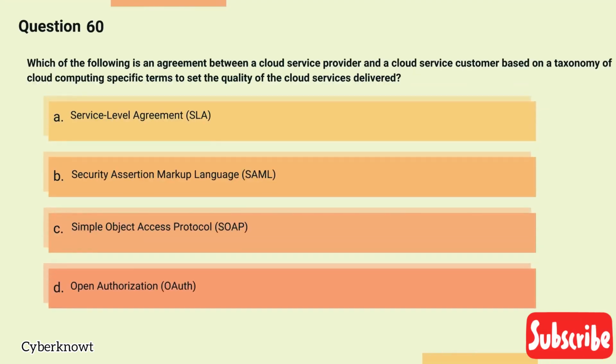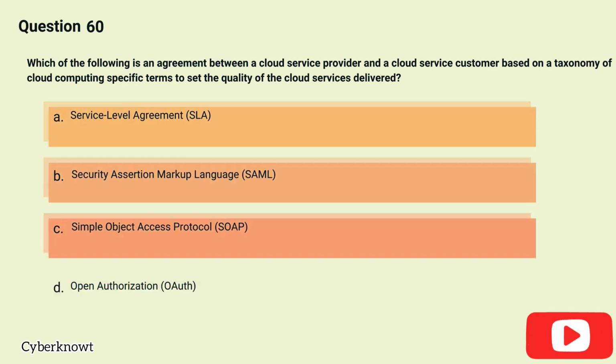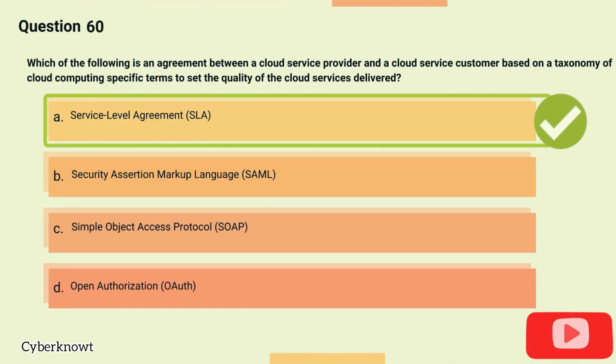Question 60. Which of the following is an agreement between a cloud service provider and a cloud service customer based on a taxonomy of cloud computing specific terms to set the quality of the cloud services delivered? Option A. Service Level Agreement, SLA. Option B. Security Assertion Markup Language, SAML. Option C. Simple Object Access Protocol, SOAP. Option D. Open Authorization, OAuth. The correct answer is option A.